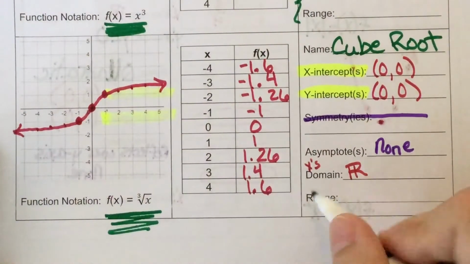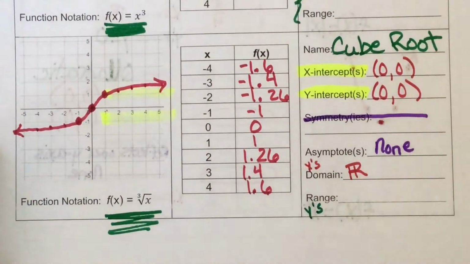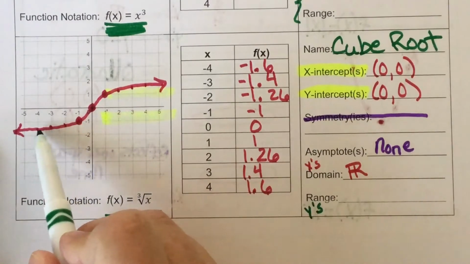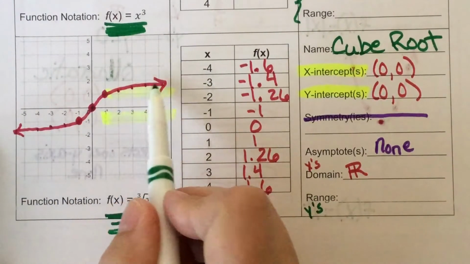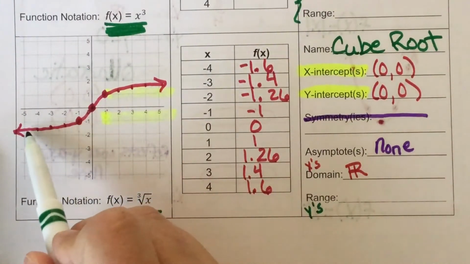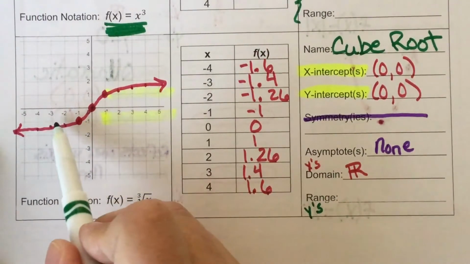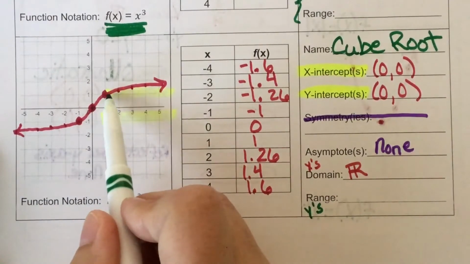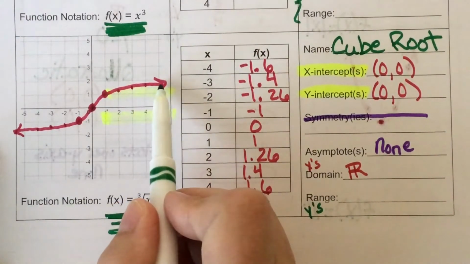Okay, and what about the range? What about those y's? What do you think? This graph is going to go forever down, and it's going to go forever up. Now, it's going forever down very slowly. You are getting smaller and smaller and smaller, but it's very gradual. And here you're going farther up and up and up, but it's very gradual.